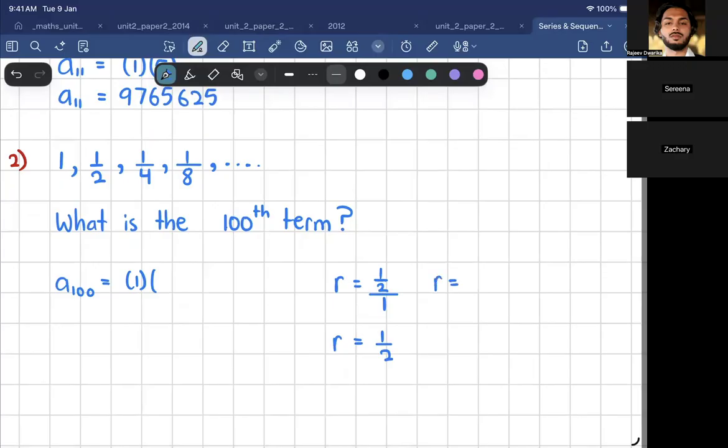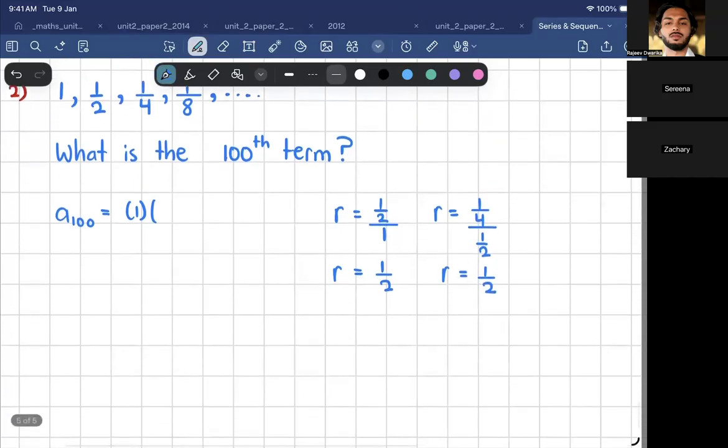Zachary, what other pair could I work with if I want to find the common ratio? A quarter and a half. Right, so we'll put a quarter over a half, and you should get a half. Okay, cool. So it's going to be 1 by a half to the power 100 minus 1, and you're going to get a half to the power 99.